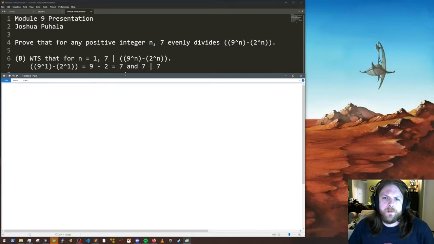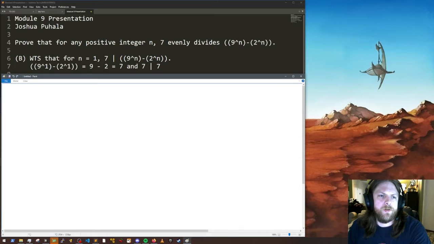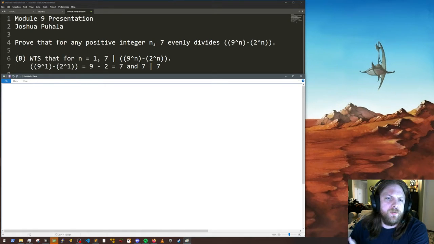Since this is a proof by induction, we're going to start with the pretty standard two steps. So for the base case, we want to show that for n equals 1, 7 evenly divides 9 to the nth power minus 2 to the nth power. So when we plug 1 in for n, we have 9 to the first minus 2 to the first, which is just 9 minus 2, which equals 7, and 7 evenly divides 7 one time, so that checks out.